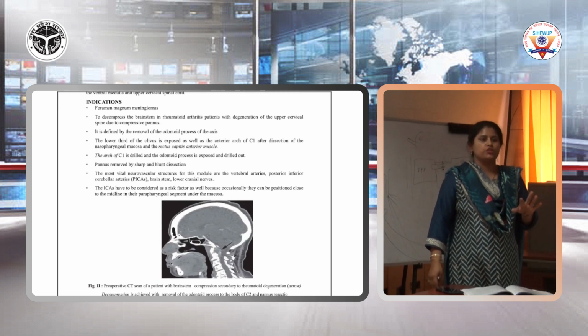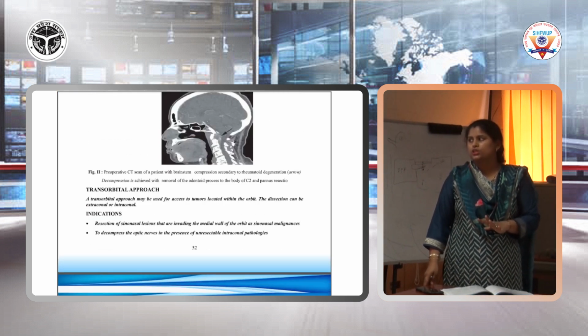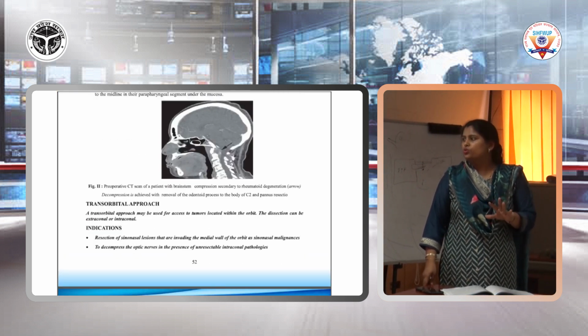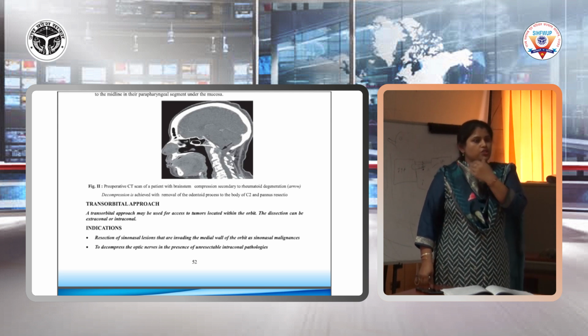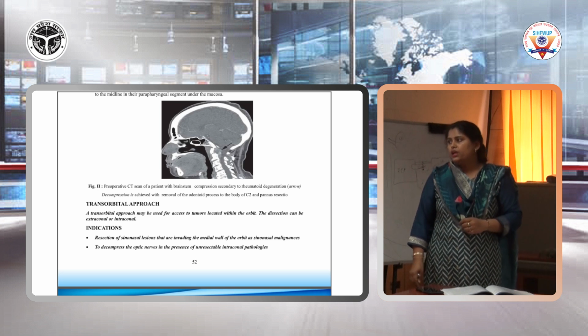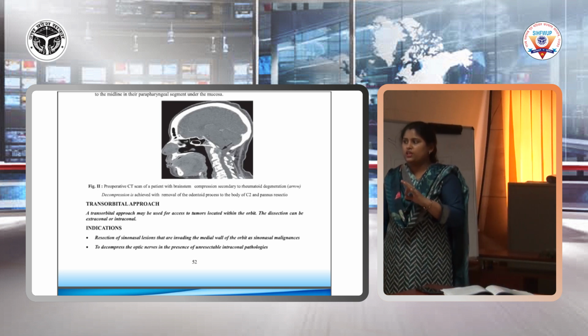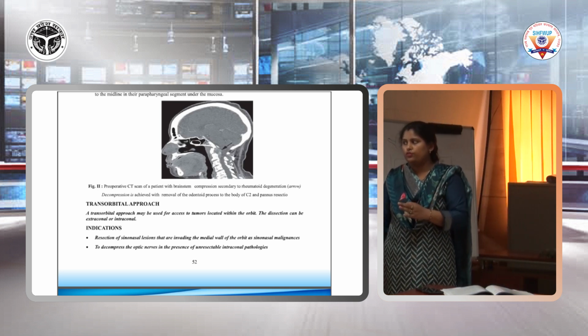Then for lateral lesions we can have the transorbital approach. The transorbital approach may be used for tumors located within the orbit. The dissection can be extraconal or intraconal. It is meant for resection of sinonasal lesions that are invading the medial wall of the orbit.